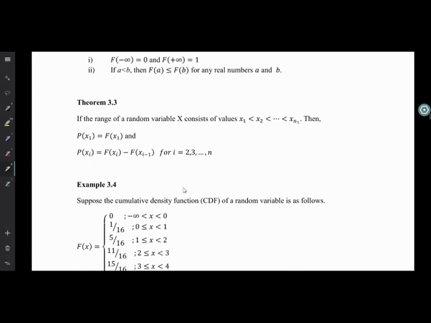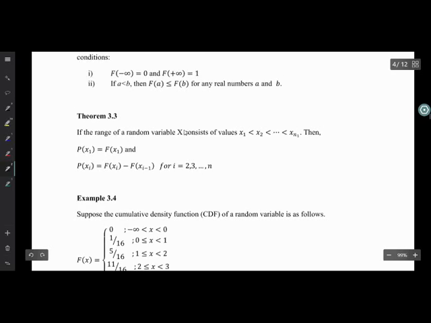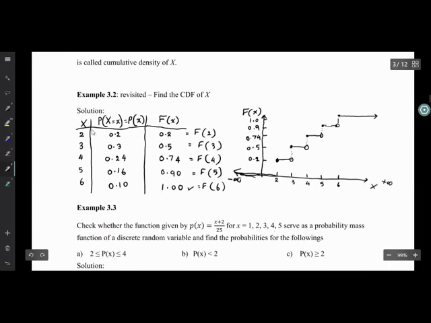In Theorem 3.3, we look at a way to calculate probabilities using the CDF. If the range of a random variable X consists of values x1 up to xn, then the probability at x1 is the same as the CDF at x1. Which means at the very first row you see P(x) and F(x) are the same. For x1, the first element, you see they are the same, 0.2.